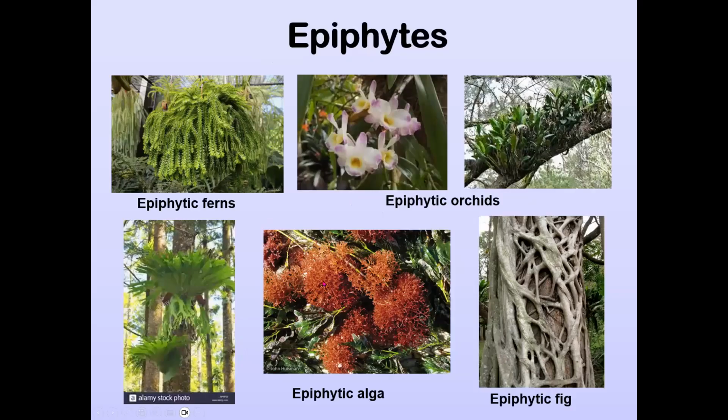Here's some more epiphytic ferns, plants. If you can see, there's a roof there, but it's a nice example where there's a trunk and this fern grows on it. A couple of orchids here. There are algae.